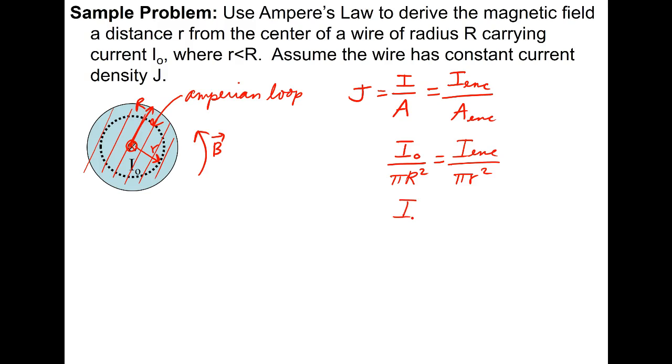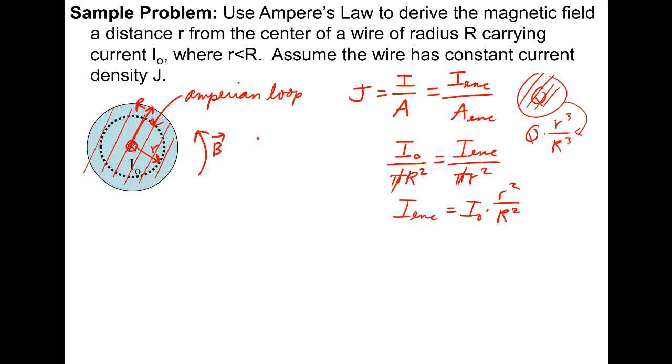This means that I enclosed is going to be I naught times little r squared over big R squared. And this might remind you of when we had charge spread out in a sphere, where we said that charge enclosed was q times r cubed over R cubed. That was because we had a sphere, so we had a volume, which was 4/3 pi r cubed. Now we just have an area, which is pi r squared.